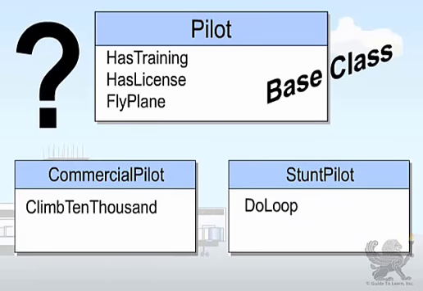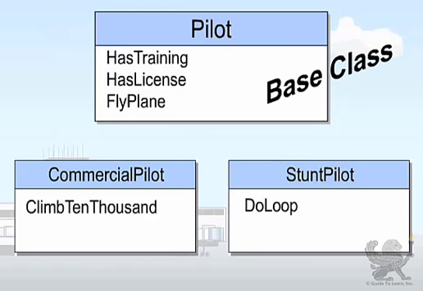You can answer this question by thinking along these lines. Who or what can execute the do loop method? Only stunt pilot can use the do loop method. So no, a commercial pilot cannot perform a loop.